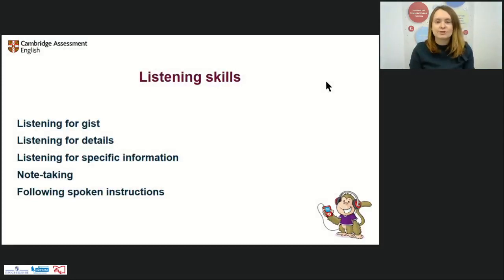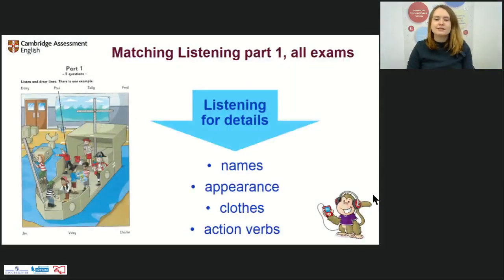So the most obvious would be listening for gist and details, listening for some specific information. Also, the skill which is required is a note-taking skill, and the skill of following spoken instructions. So this is the first part of the exam.